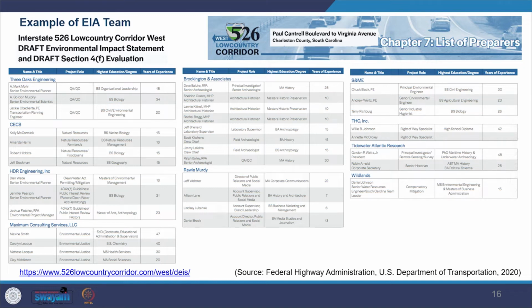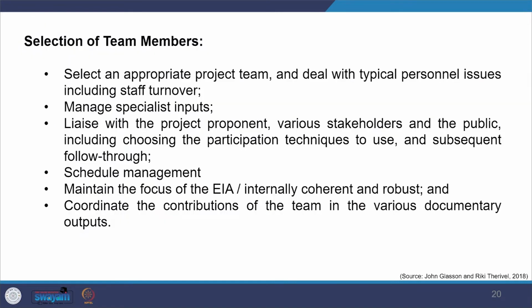So the team members would be decided once you know what kind of impact assessment has to be considered, what kind of detail has to be considered, and what has to be left out. Based on that, you're going to decide your team members. You can have a core team and an associated team, and the team manager has a very important role to play.